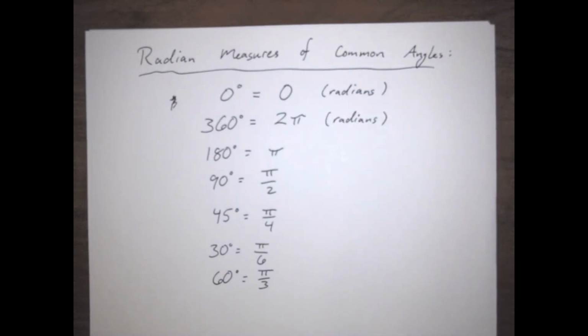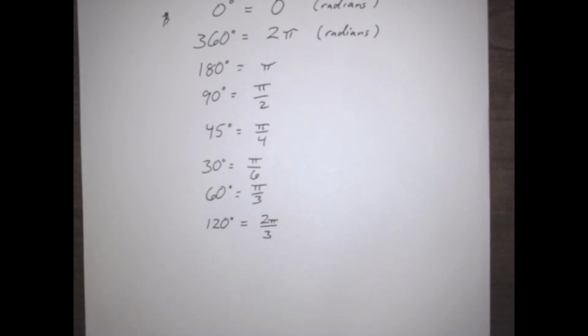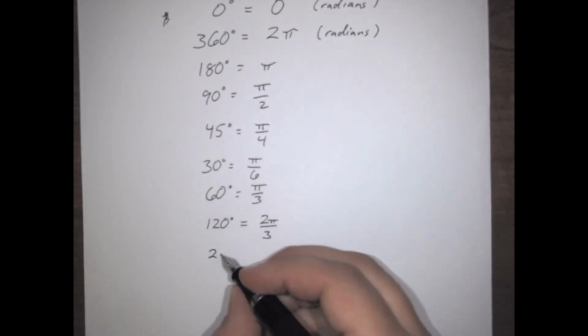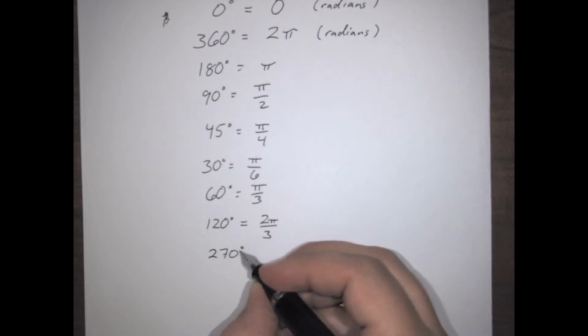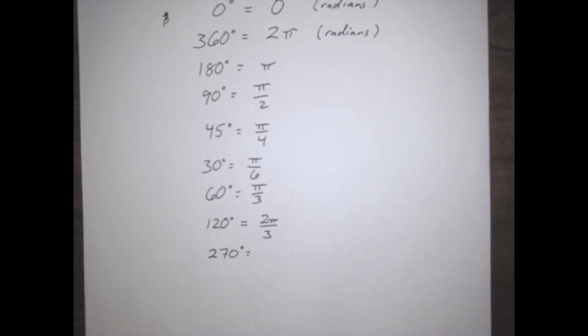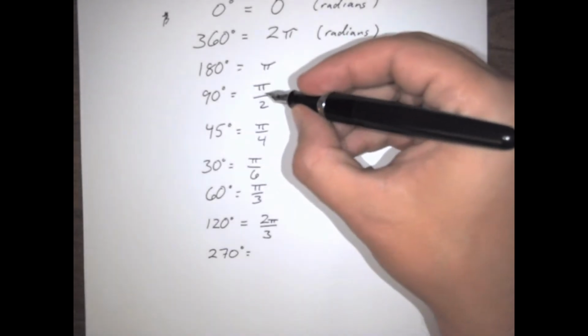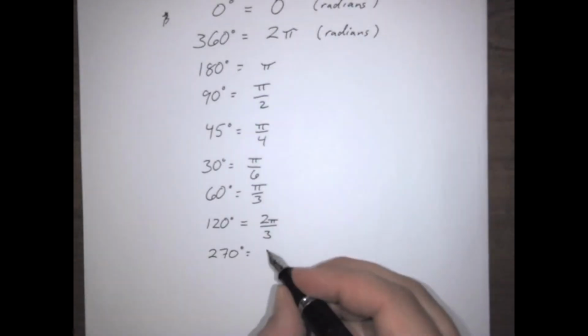Let's see, other big ones. How about 120? While we're here, just double that again. So that'd be 2 pi over 3. And what else we got here? How about 270? That's one we will make lots of use of. What is 270? If you think about it, that's 90 times 3, so it'd be 3 pi over 2.